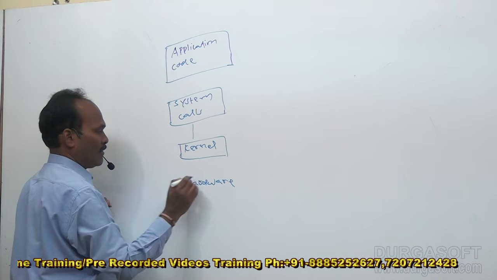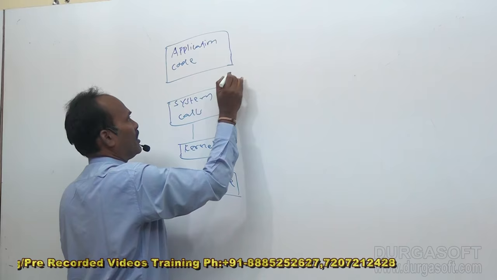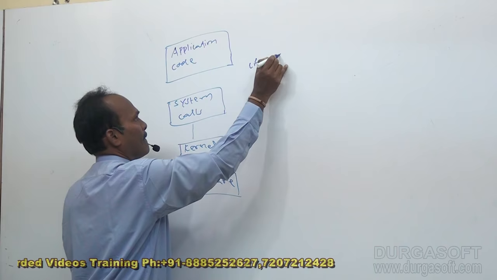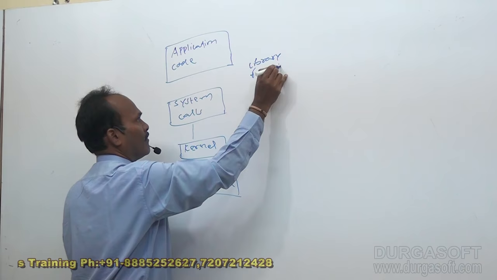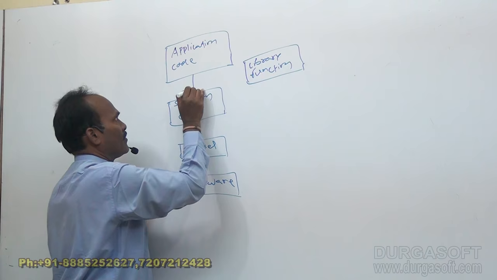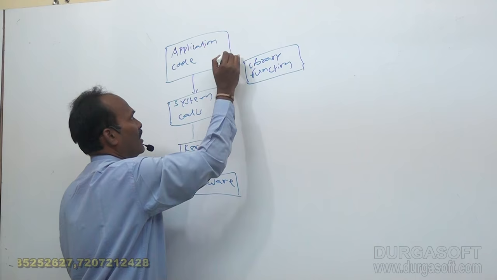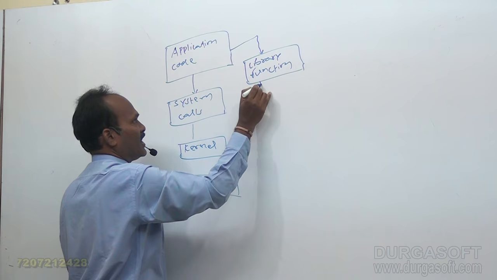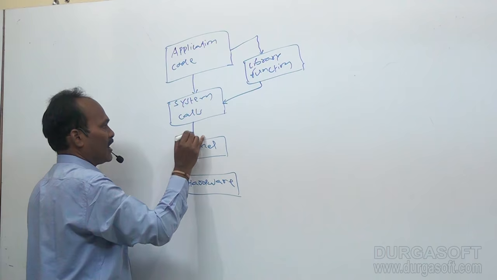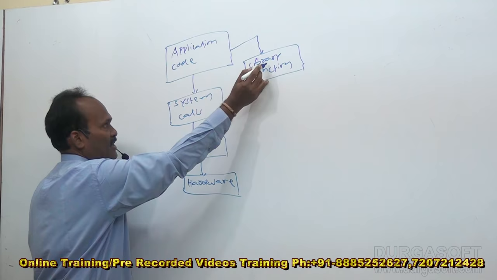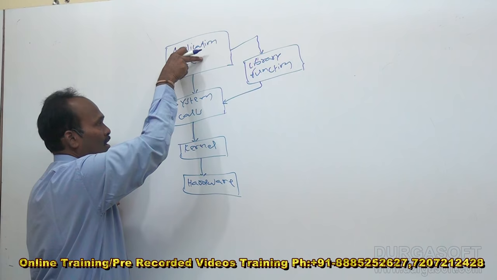In between the application code and system calls, you can write a library function also. The application code can directly call a system call or it can have a library function. The library function internally is going to make use of a system call, and the system call can directly communicate with the kernel, but a library function cannot communicate with the kernel directly. So the application code can communicate with a library function or directly with a system call.